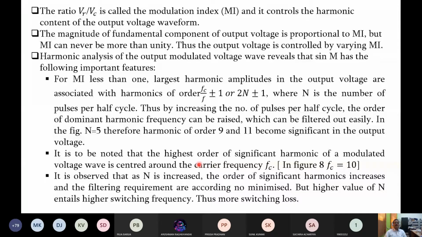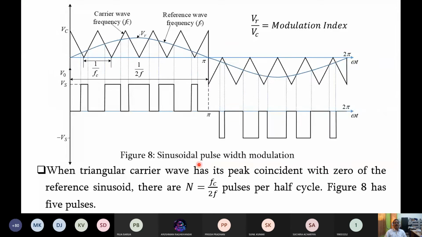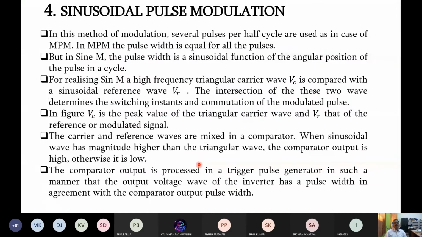Okay, this much for pulse width modulation. There is no question. Then I have one topic left in controlled rectifiers that we'll study.